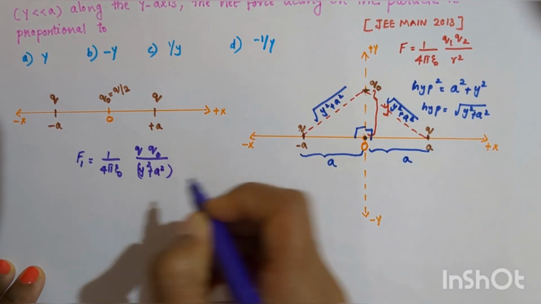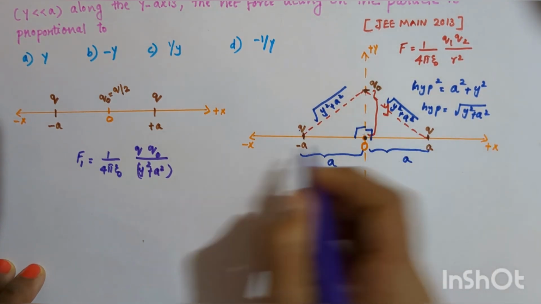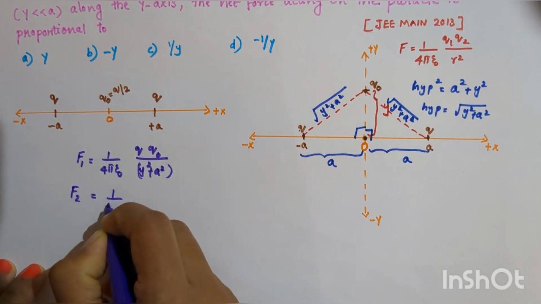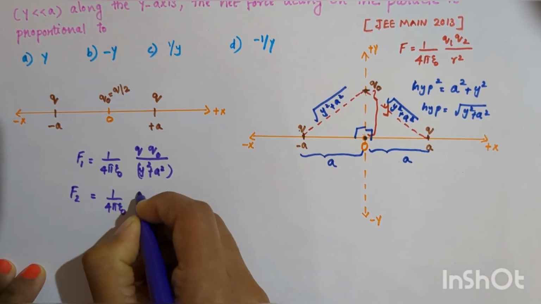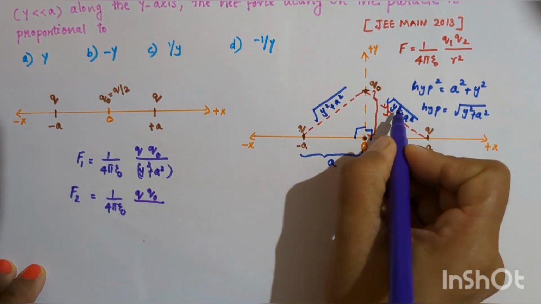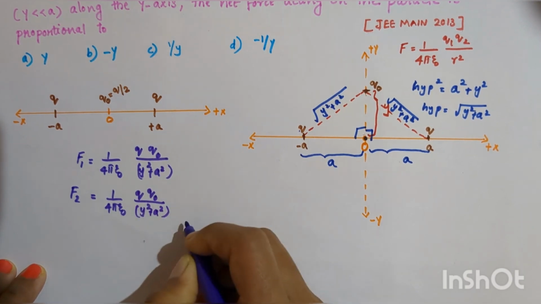Okay, similarly, I am taking the magnitude of the force between q0 and q, this side, as F2. So that will be equal to what? 1 by 4 pi epsilon 0 product of the two charges, so q into q0, divided by the square of the distance, so y square plus a square.